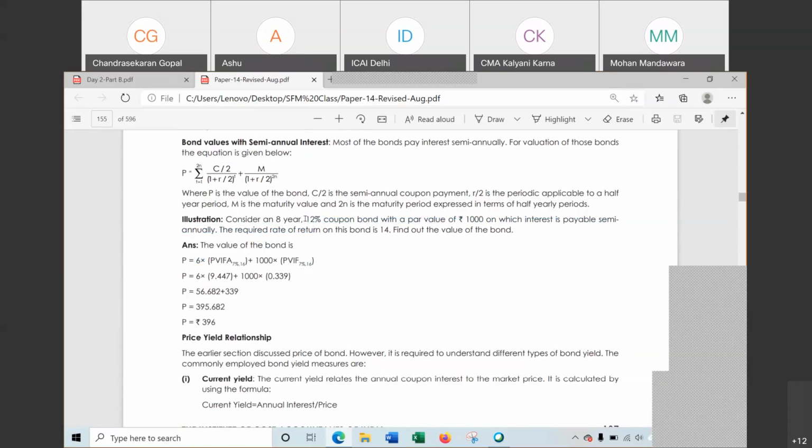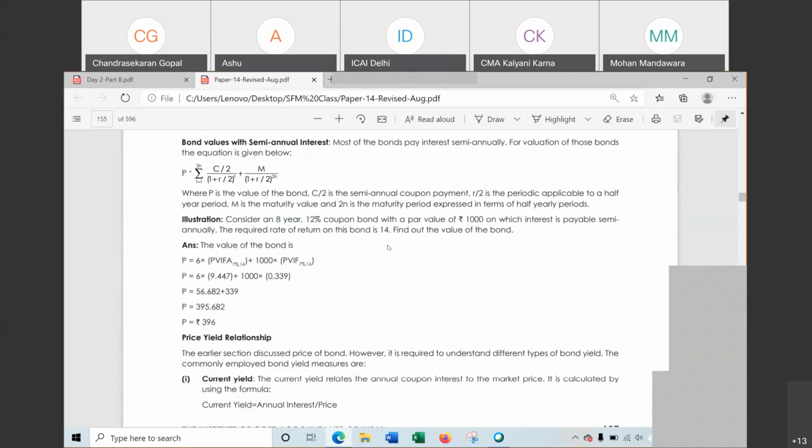If the rate of interest is given semi-annually, then we don't have to make it half. But it is only written 12% coupon payment. It is not mentioned that this is a semi-annual rate. So we have to make it semi-annually 6%. 6% of 1000, and PV factor, annuity factor. Now time period will be taken as twice. Time period is 8 years, it will be taken as 16.